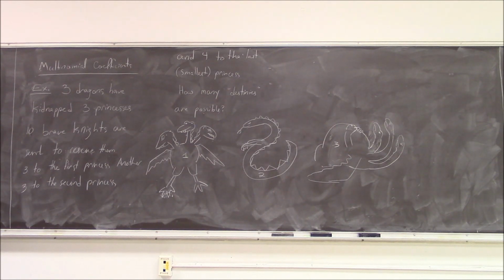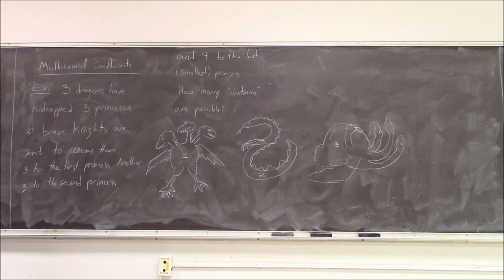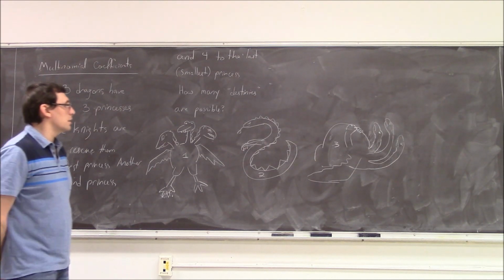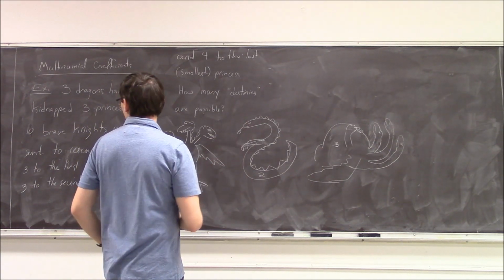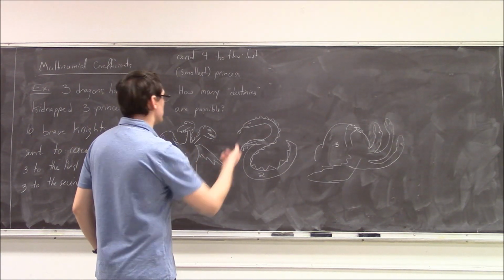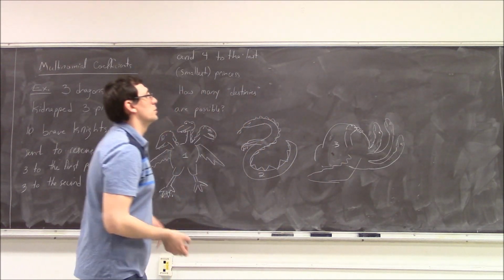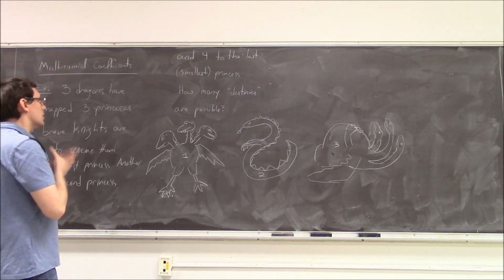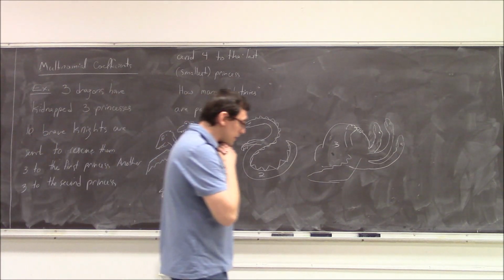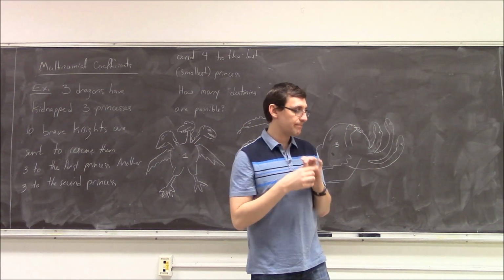So 3 of the knights will be sent to fight dragon number 1. Another 3 will be sent to fight dragon number 2. And the last 4 will be sent to fight dragon number 3. He looks like he has eaten quite enough knights. So, how many ways are there to assign the knights their destinies?